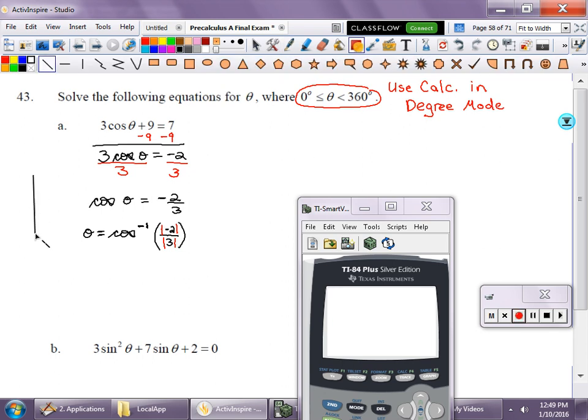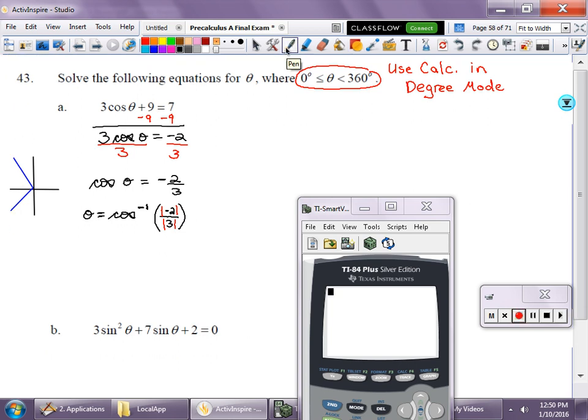Let's get our quadrants in line. Cosine is negative because that's our original. We just have to apply the rule. Cosine of an angle is negative in quadrants 2 and 3, because cosine is x and it's left of 0. The rules for quadrants 2 and 3: in quadrant 2 it will be 180 minus your reference angle.